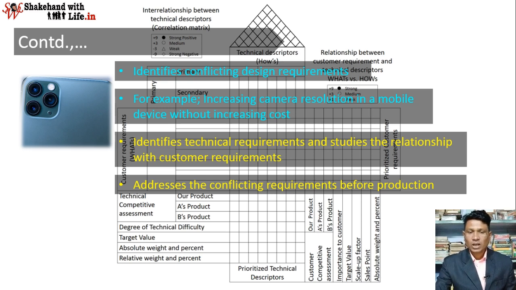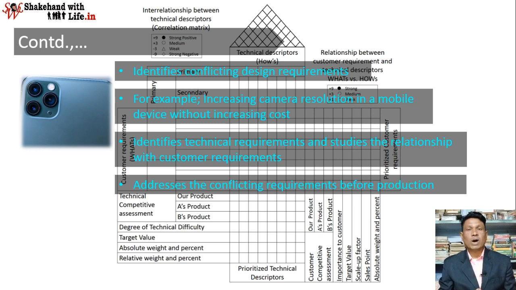So here QFD identifies the technical requirements and studies the relationship with customer requirements. We have the customer requirements in the house of quality and we have the technical requirements in the house of quality in the first floor, and we have a central hall where we study the relationship between the customer requirements and the technical requirements. So here the QFD team identifies the technical requirements suitable to customer requirements and then addresses the conflicting requirements before production.